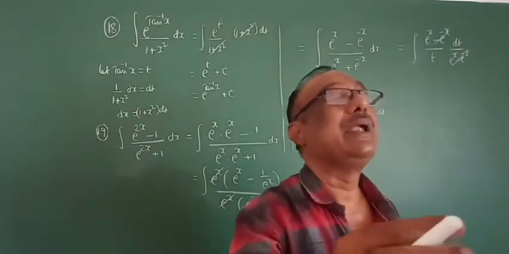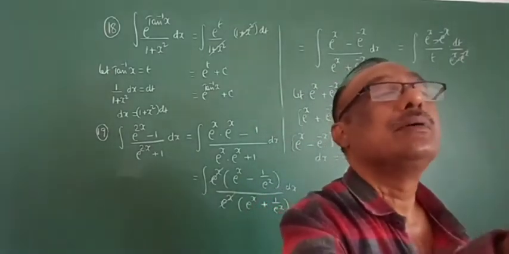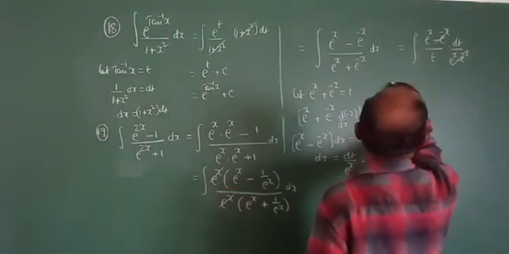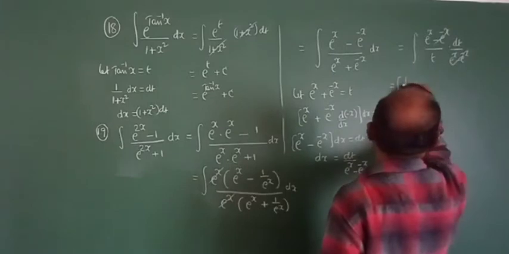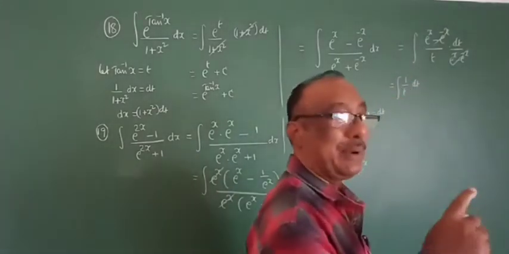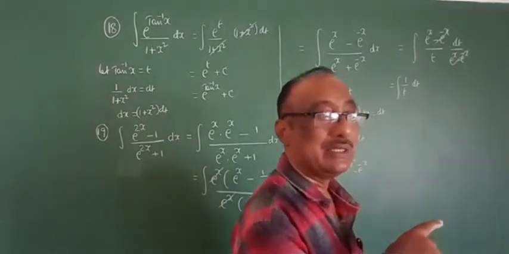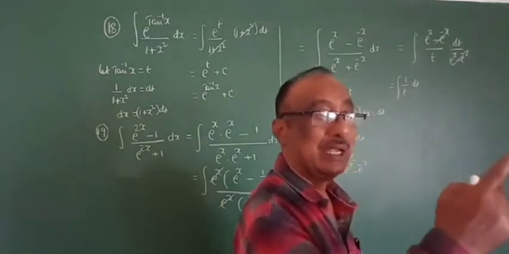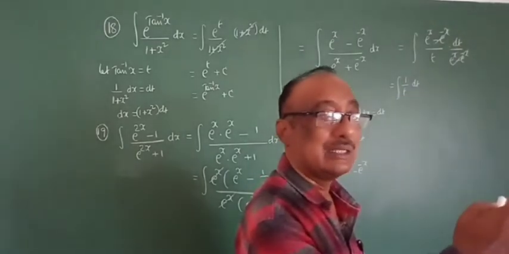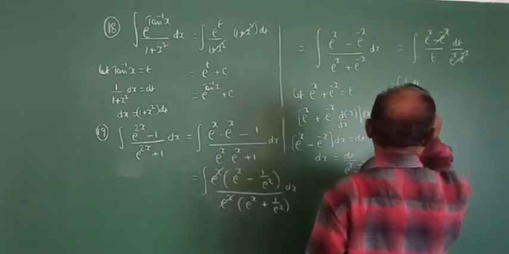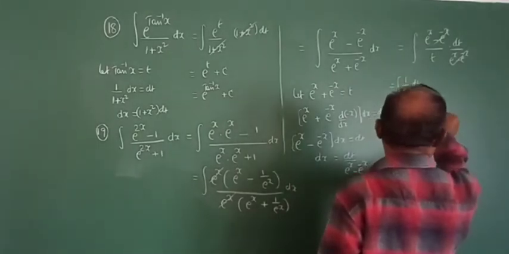What is the integral of 1 by t? Integral of 1 by t into dt. Direct, we have variable t. 1 by t integration with respect to t is log t. Write down log t, plus the integral constant c.